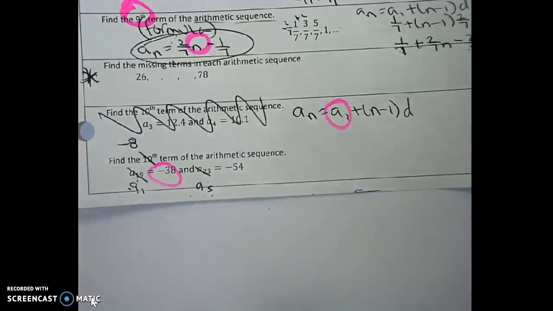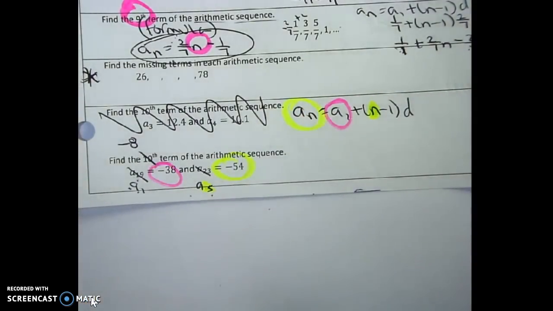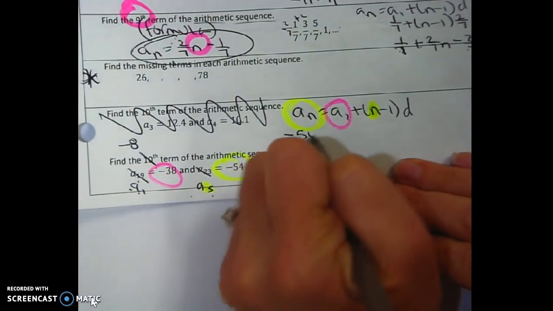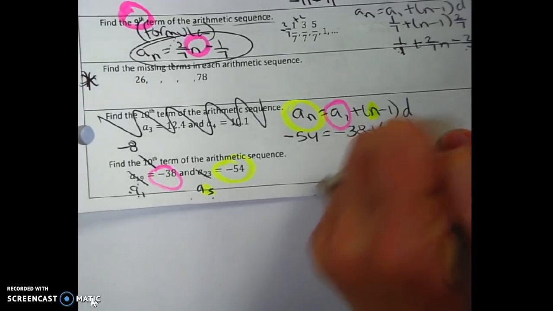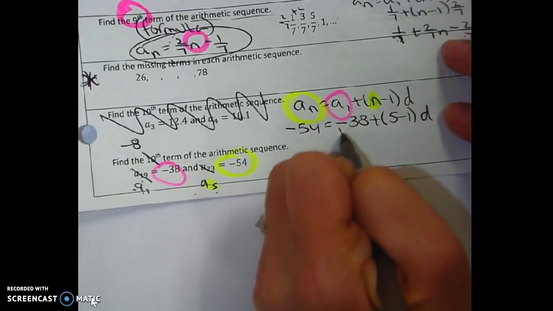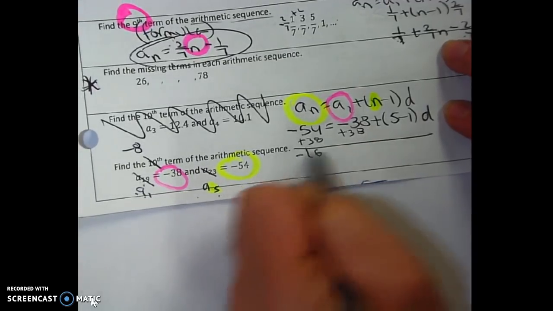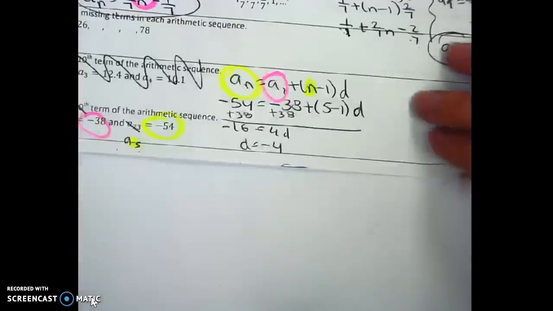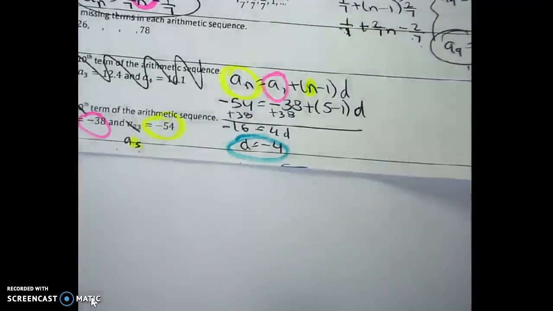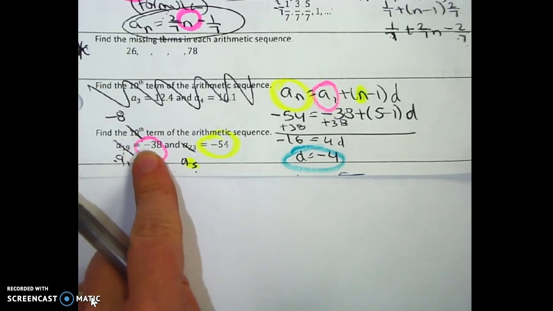Okay. I'm going to take that 5, that's my n, and then I'm going to take that negative 54, and it goes in for a sub n. This was exactly what was on your quiz. Okay, I'm going to add 38, and I get negative 16 equals 4d, so my pattern is negative 4. The pattern is what holds the power. Then I can find my fake negative 8th term, which is really my 10th term.